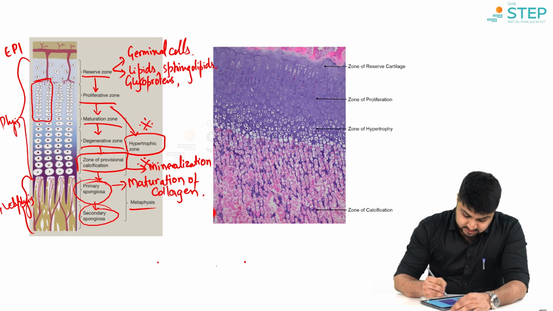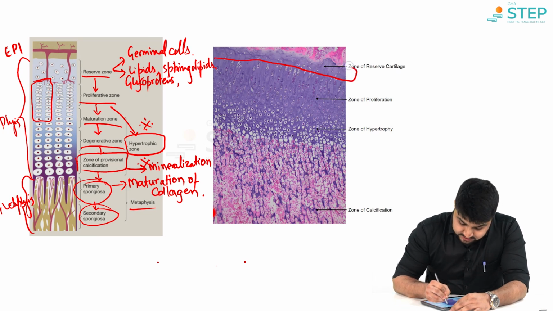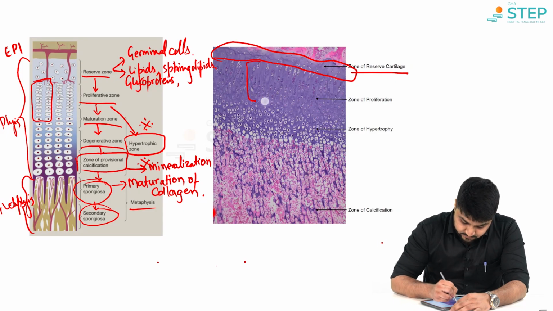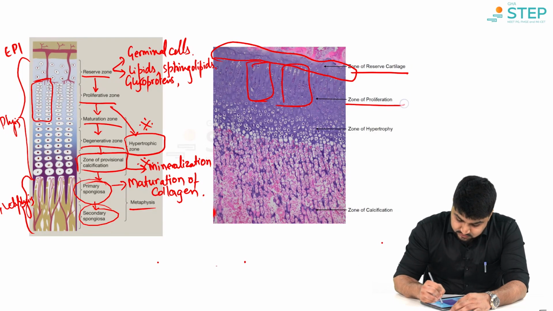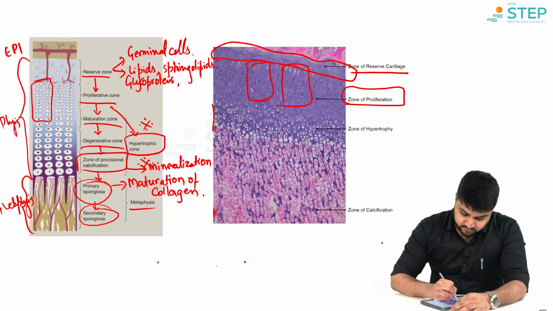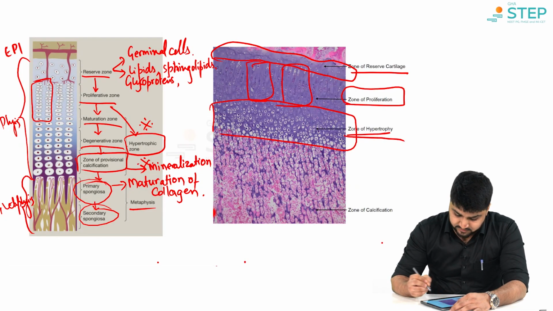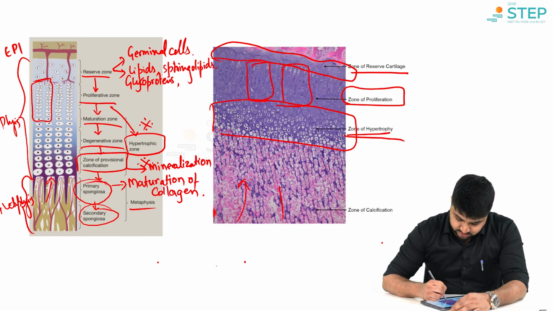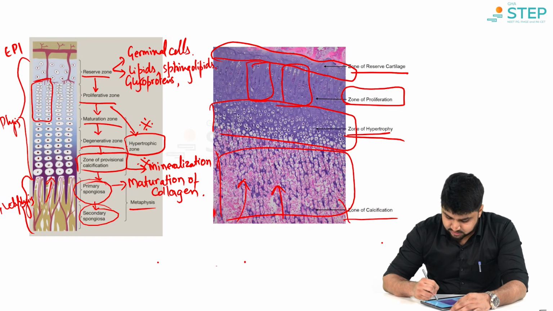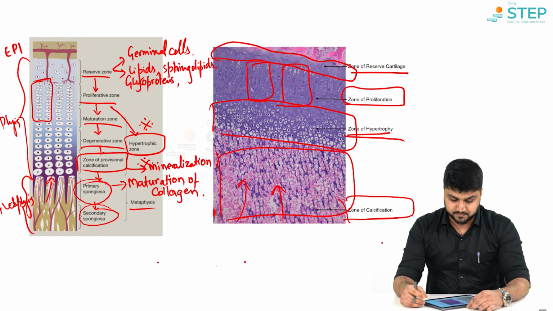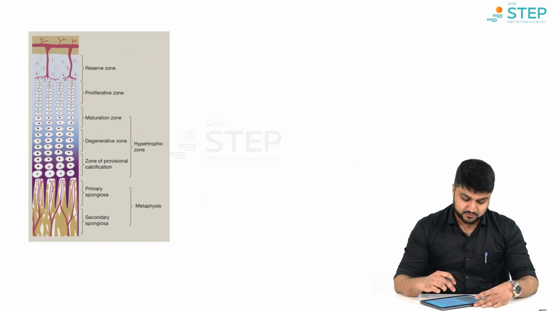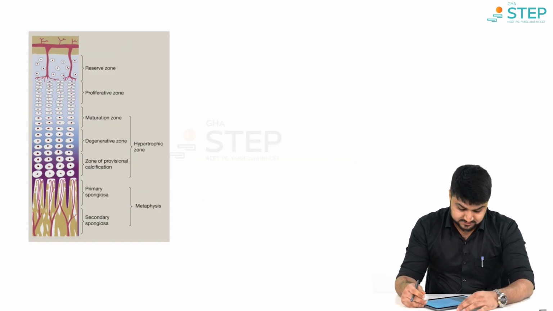If you see on a histopathological slide, where the cells are sparsely distributed is the zone of reserve cartilage. Then they start forming longitudinal columns, which is the zone of proliferation. Then they start to enlarge in size, which is the zone of hypertrophy. And here the vessels start invading into the zone of provisional calcification, and this entire zone is the zone of provisional calcification. Now let us look at the different diseases that are associated with different zones of the physis.